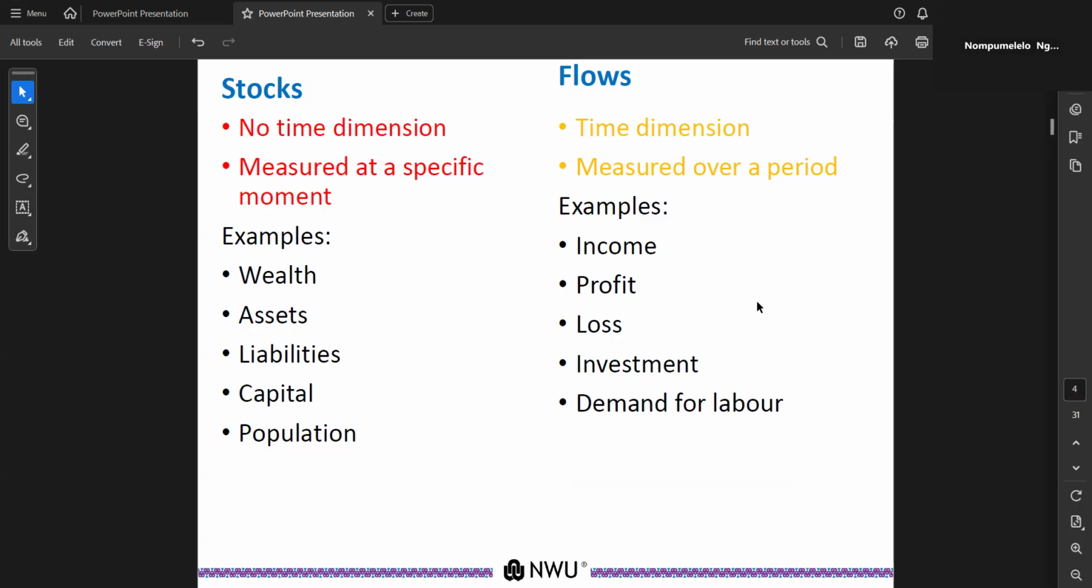And then it is measured at a specific moment. Stocks are measured at a specific moment, so at that moment when they actually occur or happen, at that time when you buy a car. But with the flows, they are measured over a period, such as after a month or after a year when you make another profit.